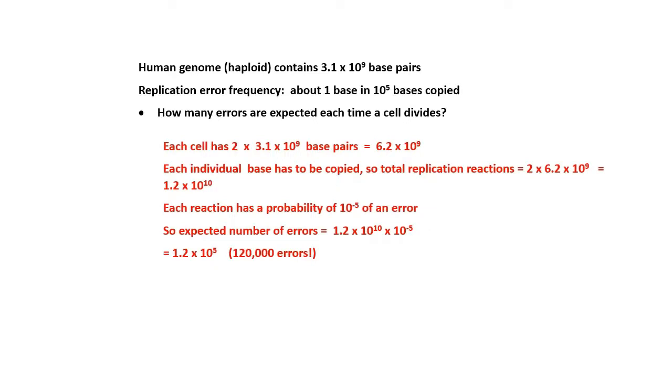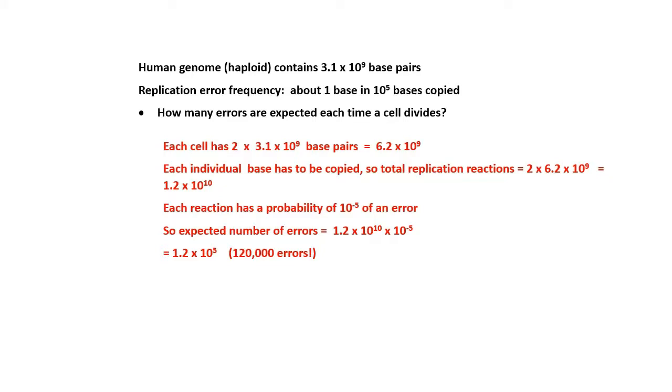Okay, so there we are. If it's a diploid cell, as we say, it has 2 times 3.1 times 10 to the 9 base pairs, and then we have to double that again because each individual base has to be copied. So we get 1.2 times 10 to the 10 bases that have to be copied. If each of those copying reactions has a probability of 10 to the minus 5 of being an error, then we can just multiply that probability by the number of events, and that gives us a scarily large number. 120,000 mistakes would be made every time a cell divided.